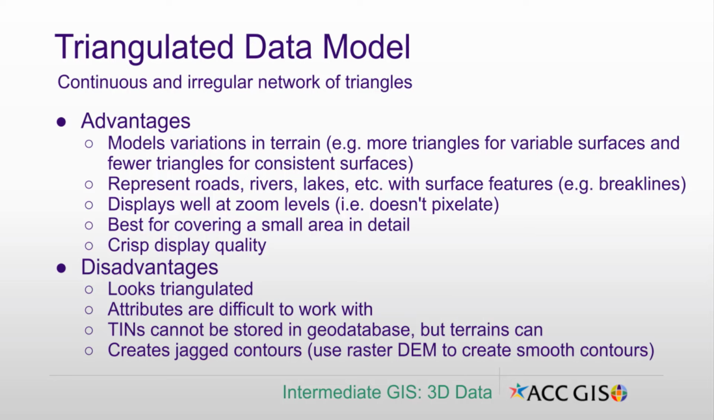Now, the disadvantages of the triangulated data model: it looks triangulated. It doesn't look natural always. The attributes besides elevation, slope, and aspect can be really difficult to work with. Triangulated irregular networks or TINs cannot be stored in a geodatabase, but you can store a terrain, which is a triangulated data model, in a geodatabase, and I'll talk more about that on the next slide. And last, if you use your triangulated data model to create contours, they'll come out jagged. And so you want to use a raster digital elevation model or DEM to create smooth cartographic contours.